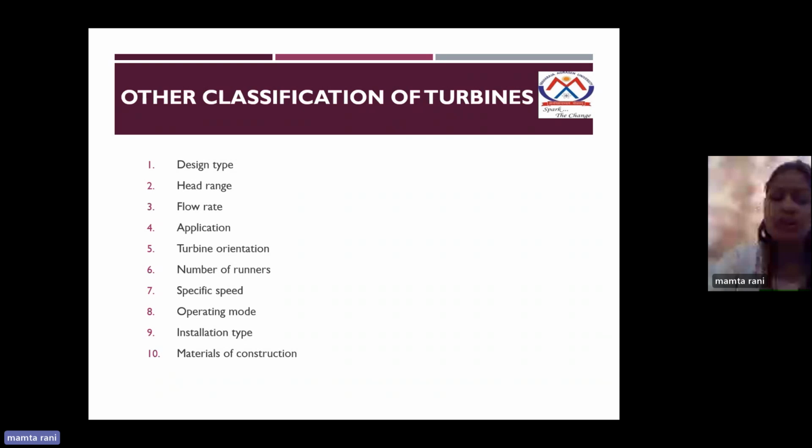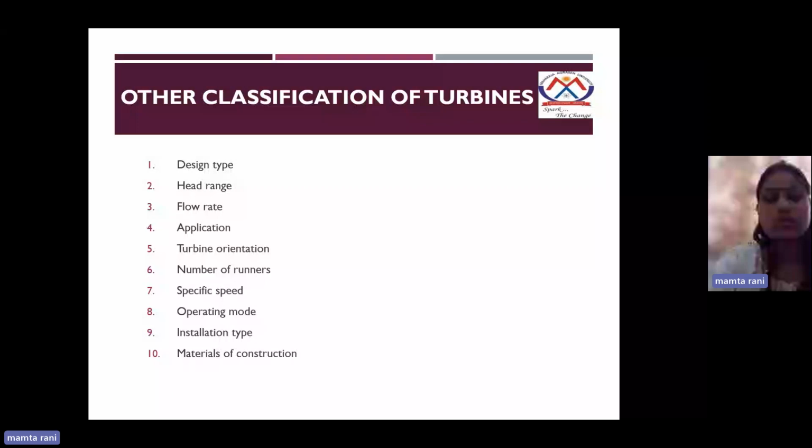Next, we have the ninth, installation type. These turbines can be classified based on the way they are installed, such as vertical and horizontal. Vertical turbines are typically used for low flow, high head applications, while horizontal turbines are more common in large hydroelectric power plants.